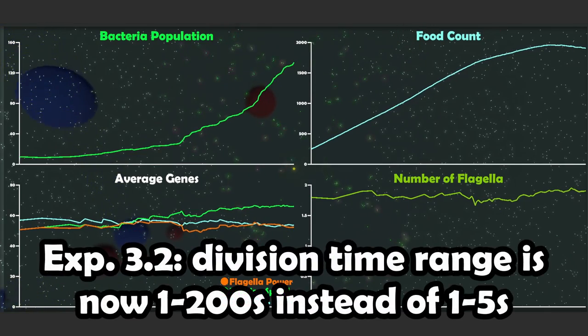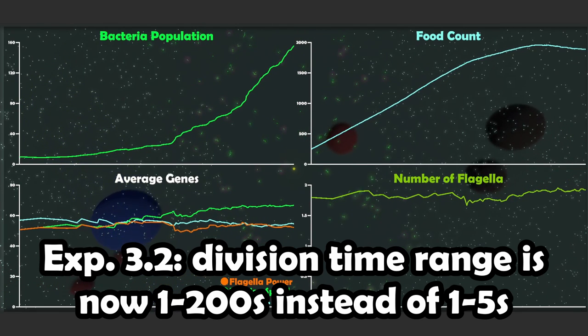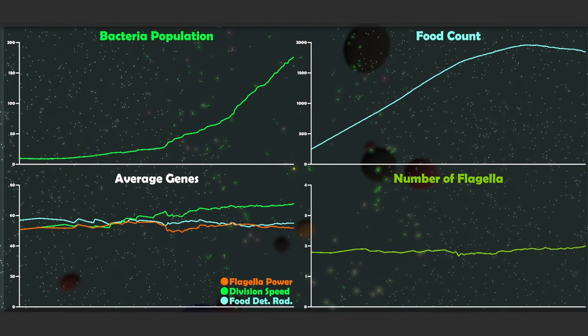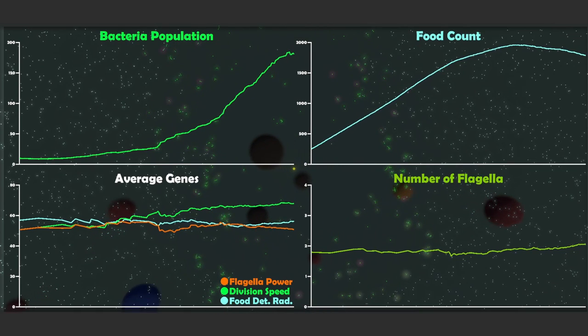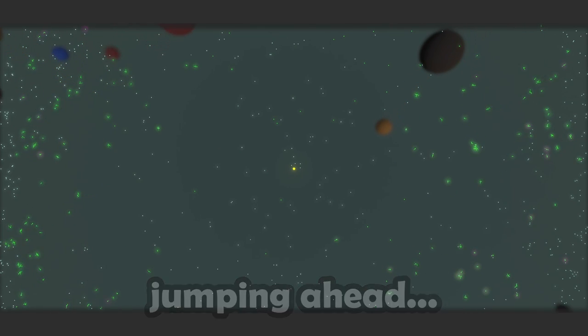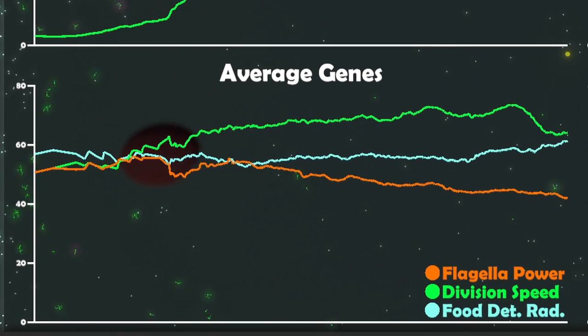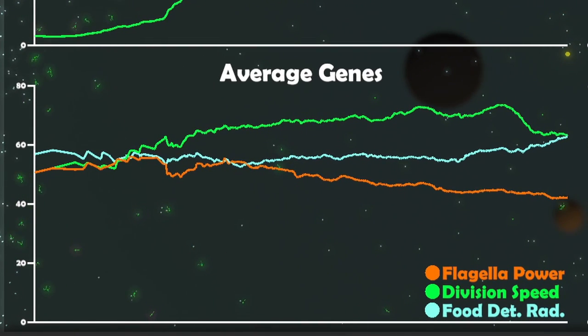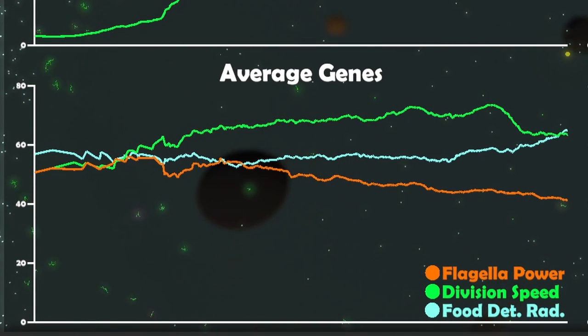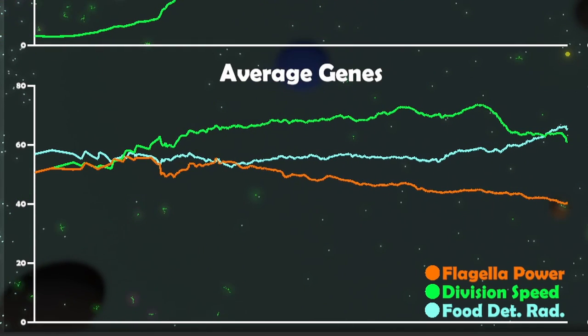Now let's push this further. What if now the range is instead from 1 to 200 seconds? You can see that the division speed goes up even further. But then towards the end, as the massive numbers of bacteria are dying because there's no food around, again, the food detection radius gene makes a comeback since now the food is further away and the ones that are aware of that are more successful.